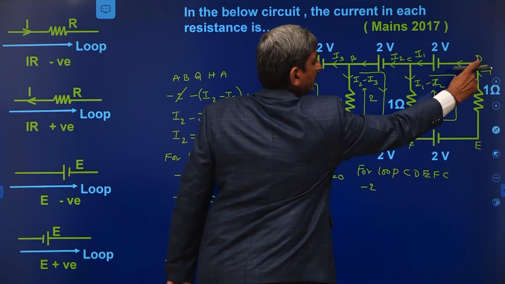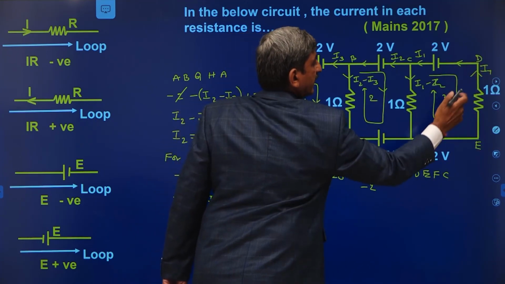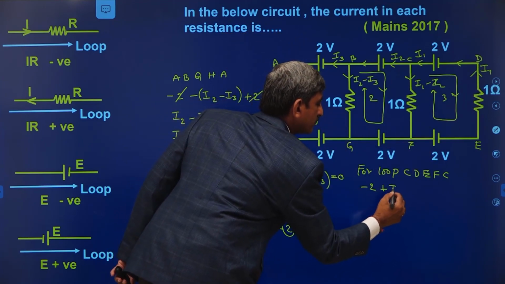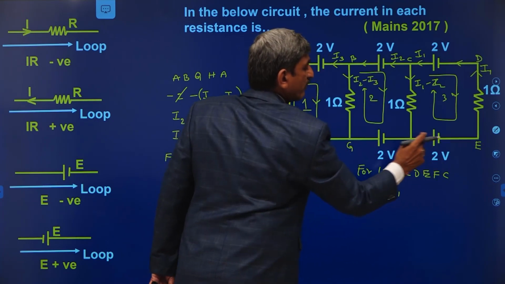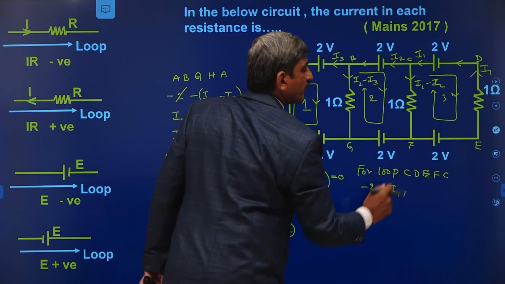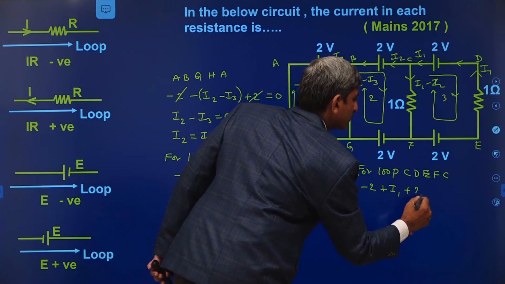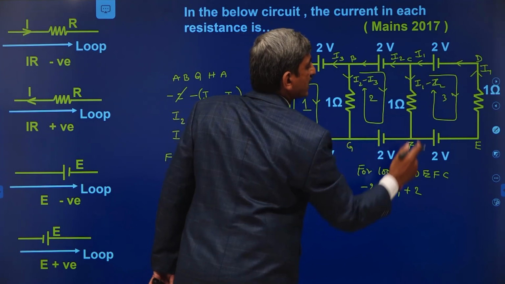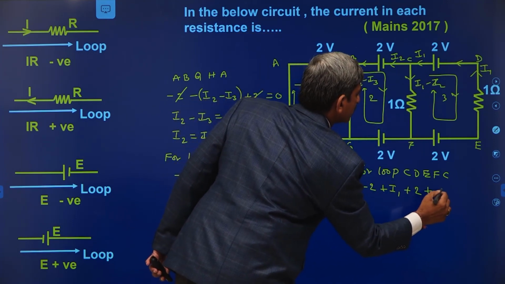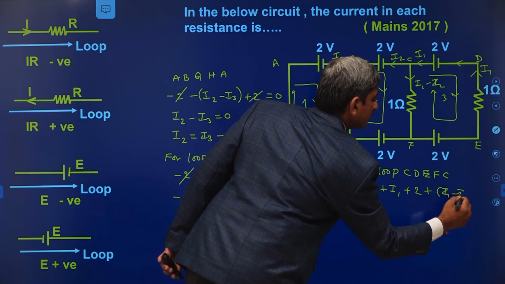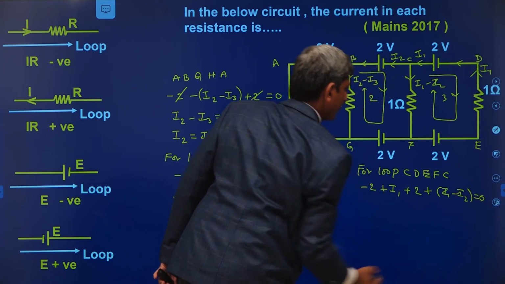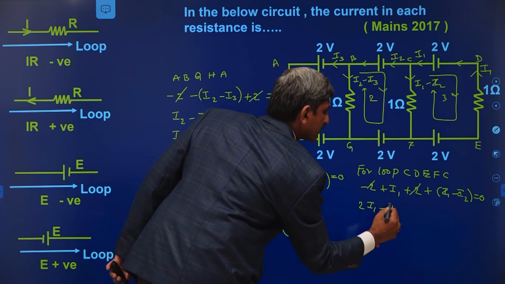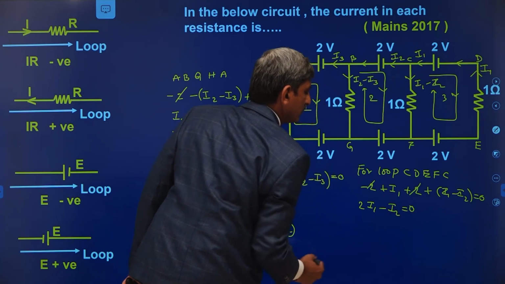Whereas here, when we are moving from D to E, the direction of the current and the direction of the loop are opposite. IR is positive, plus I1. When we are moving from E to F, we are moving from the negative terminal to the positive terminal of the cell, so plus 2. And when we are moving from F to C, the direction of the current and the direction of the loop are opposite, so IR is positive: plus I1 minus I2 is equal to 0. From this we can write 2I1 minus I2 is equal to 0.